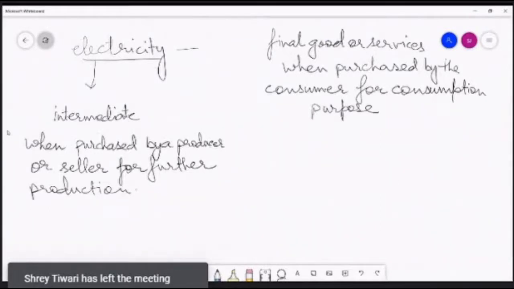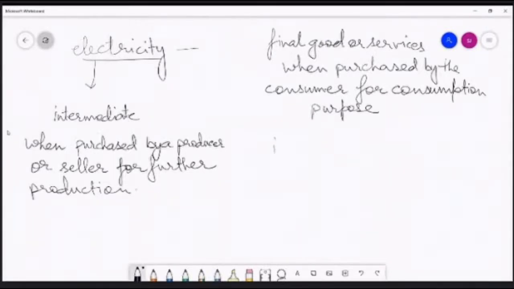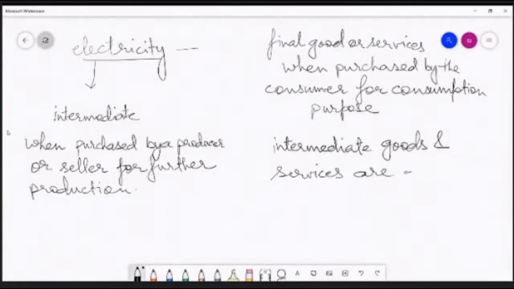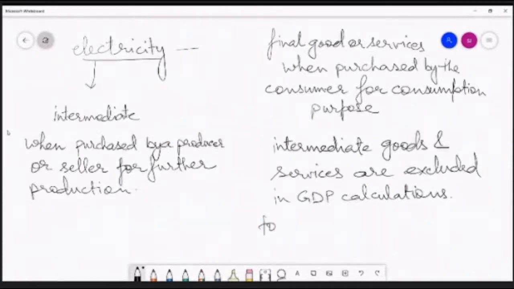Okay, so intermediate goods and services are excluded in GDP calculation. Why is it excluded? To avoid double counting.